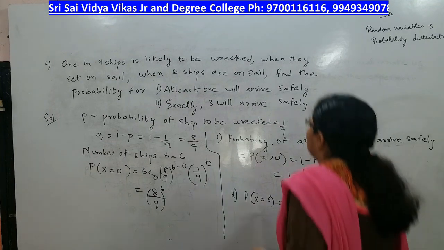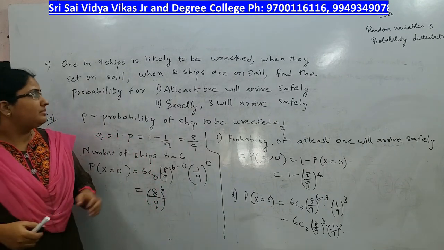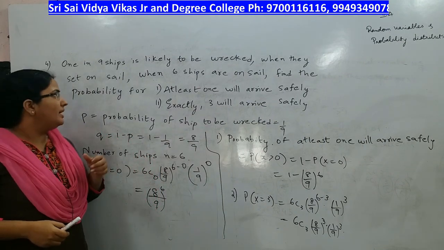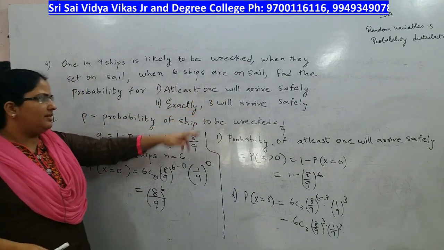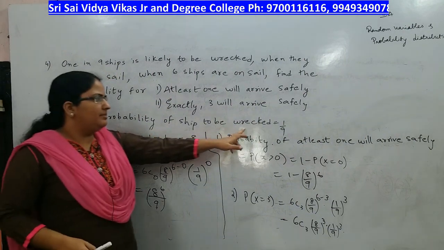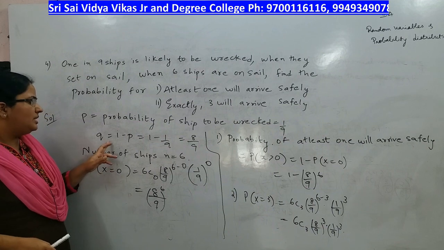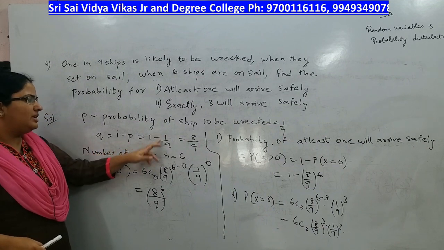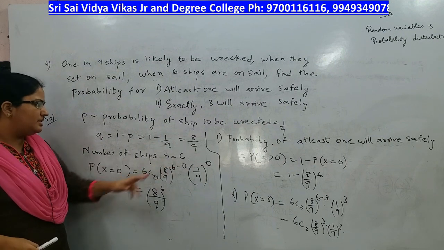One in 9 ships is likely to be wrecked when they set sail. When 6 ships are on sail, find the probability that at least 1 will arrive safely, and exactly 3 will arrive safely. Let P be the probability of a ship being wrecked. That probability is given as 1 by 9. Q is equal to 1 minus P, that is equal to 1 minus 1 by 9, which is equal to 8 by 9. The number of ships is 6.